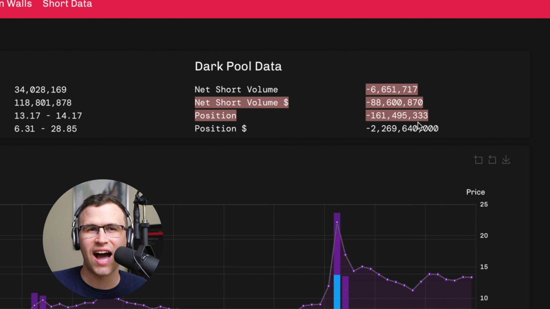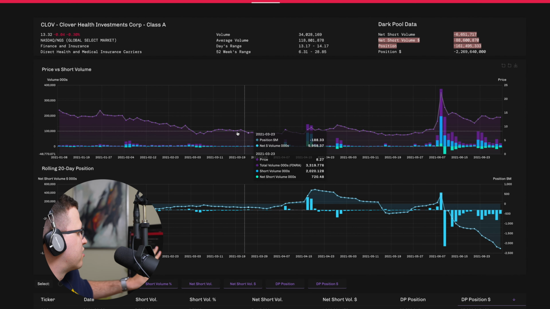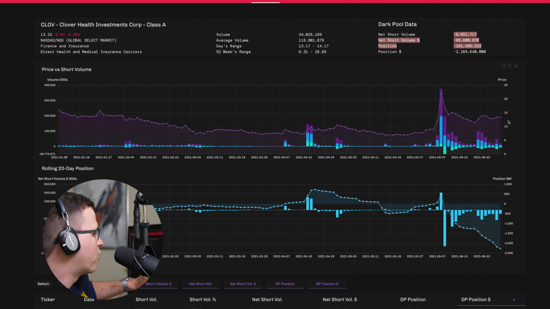The way that I'm going to fight this is to keep hodling my shares and, of course, buying the dip as well. And checking out the page, as you can see here, they have these nice little graphs, price versus short volume.